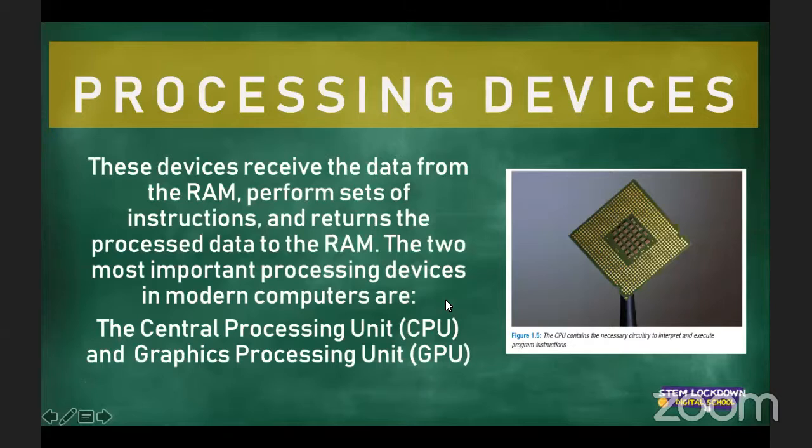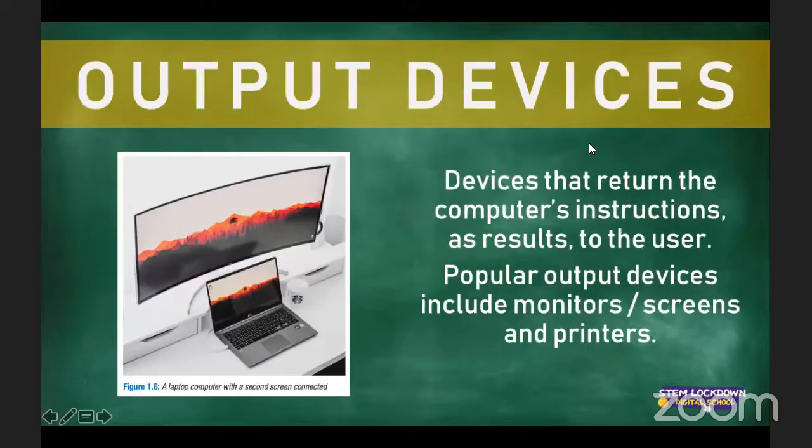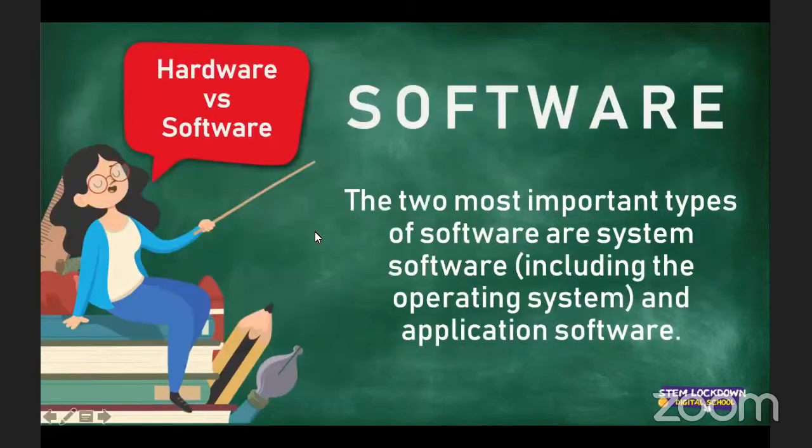Okay, cool. Let's check what we're going to talk about next. So now we're going to talk about our output devices. So this returns the computer's instructions to the user. So these popular devices include, like we've said, our monitors, our screens, our printers, those type of things. Okay, perfect. So let's look at what we're going to talk about next.